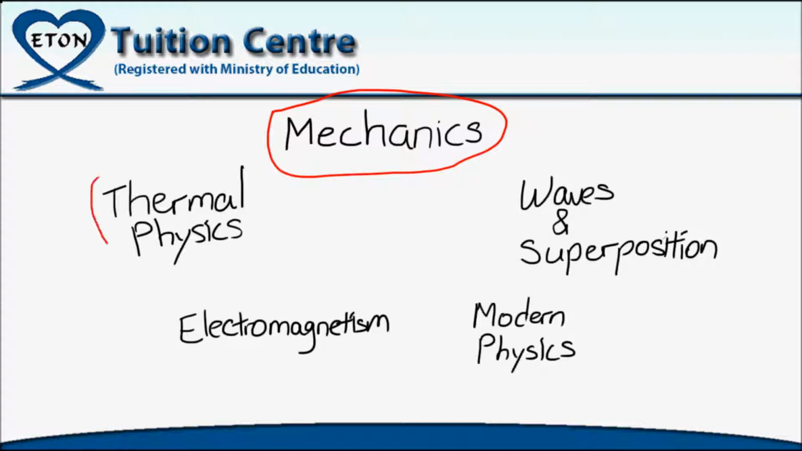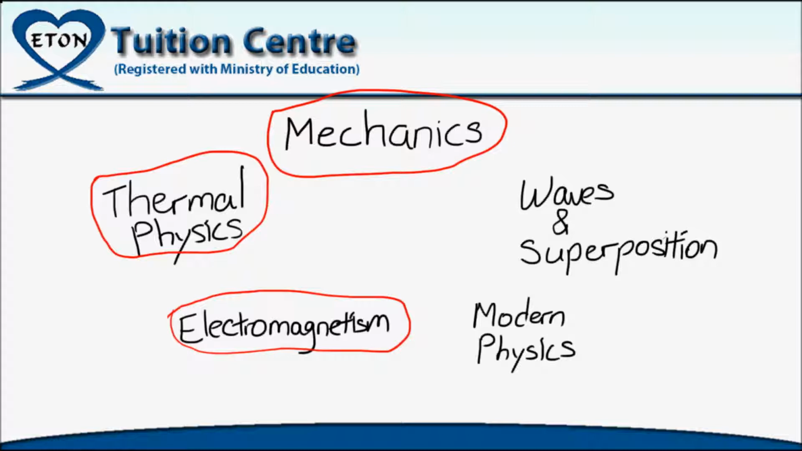Thermal physics is the study of heat, temperature, and energy transfer through heat. Electromagnetism is the study of the interaction between electric fields and magnetic fields, electromagnetic induction, and alternating current. Waves and superposition is the study of waves, in terms of sound waves and light waves, and superposition is the interference of these waves, how these waves interact with each other.